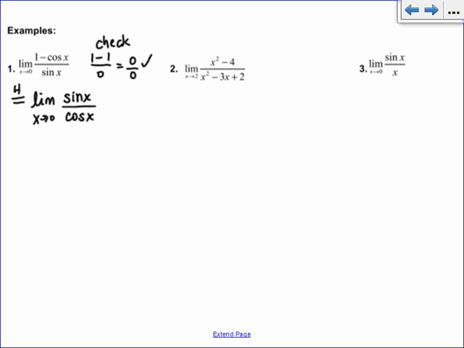Now we try again. Can we plug in 0 now? So when I plug in 0, sine of 0 is 0. Cosine of 0 is 1. So I end up getting 0 over 1, which is actually 0. So that's your answer, 0. If you got 0 over 0 again, you'd repeat the process. You keep going, okay?